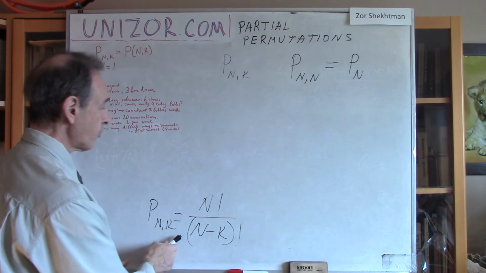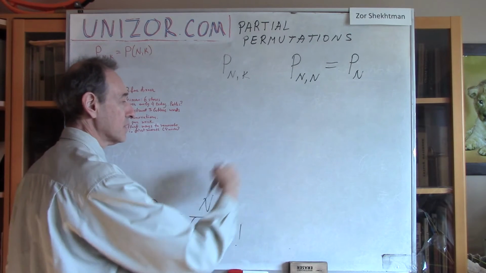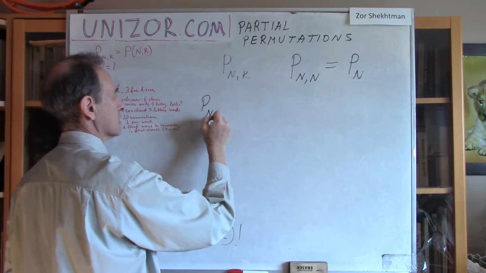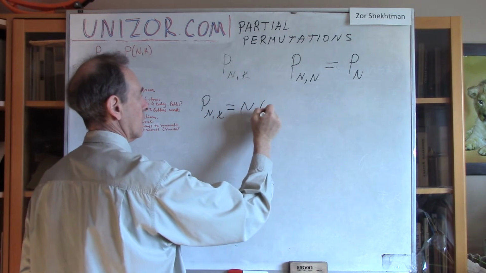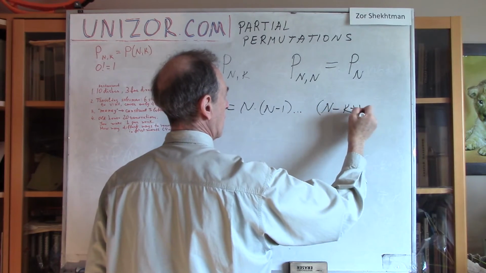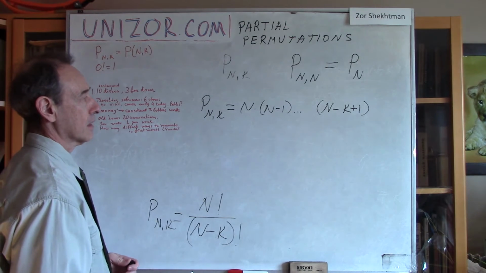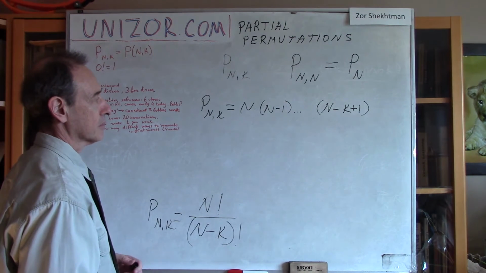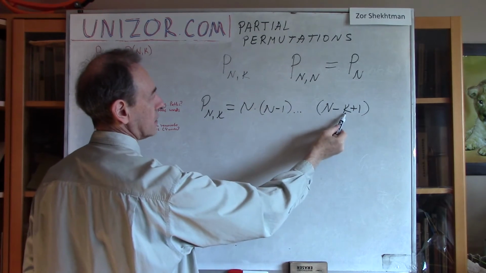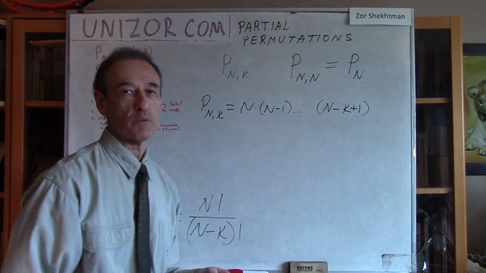Now, let's talk about this formula. The formula before that, the formula which says this, obviously is correct in both cases, because if k is equal to n, it would be n minus n plus 1, which is 1. So we have a product of all numbers from 1 to n.